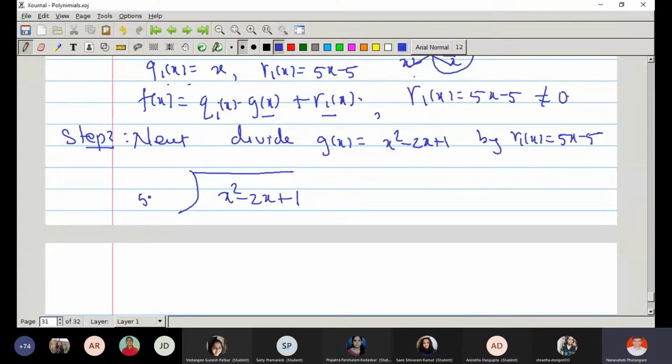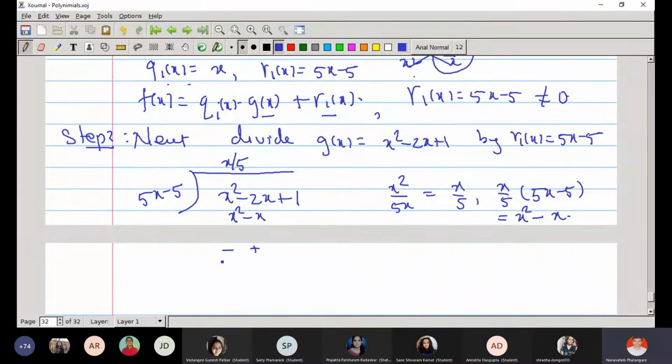So what is the first step? Divide x square by 5x, x by 5. x by 5 into 5x minus 5, what is it? x square minus x. You check whatever I am writing, check the calculations. So x square minus x, fine. So quotient is x by 5 here, and the multiplication is x square minus x. Change the sign. What you get? x square cancels. Minus 2x plus x is minus x plus 1.